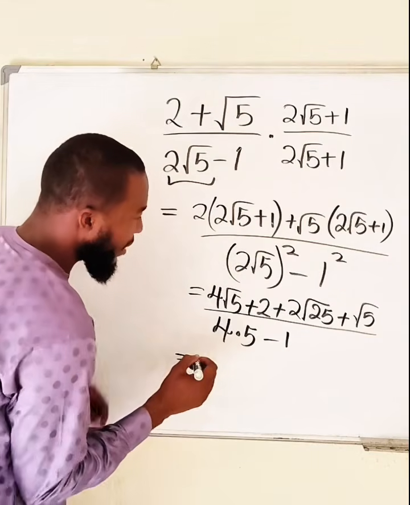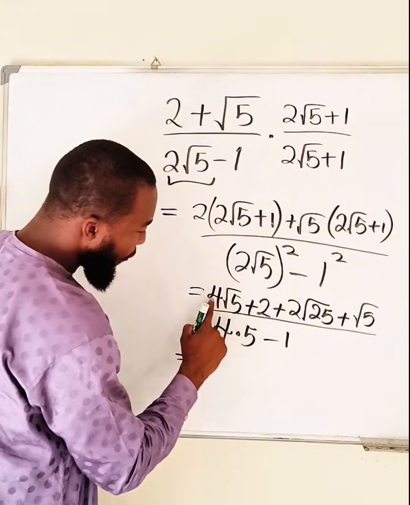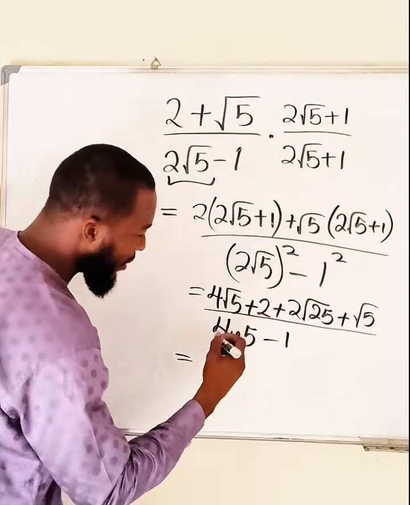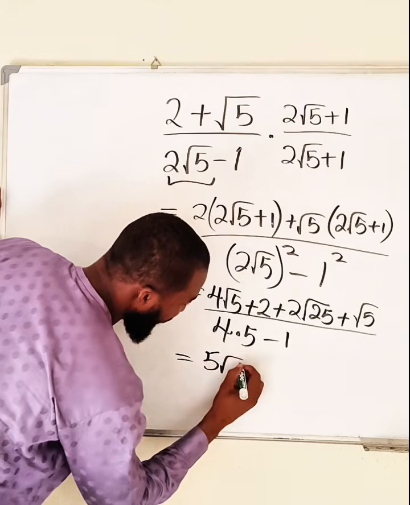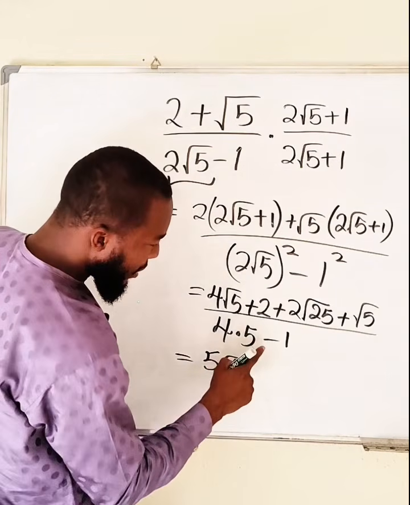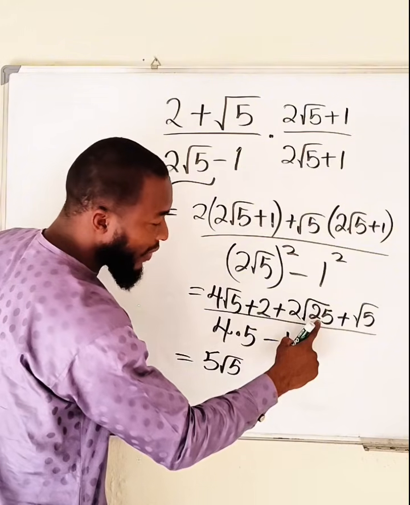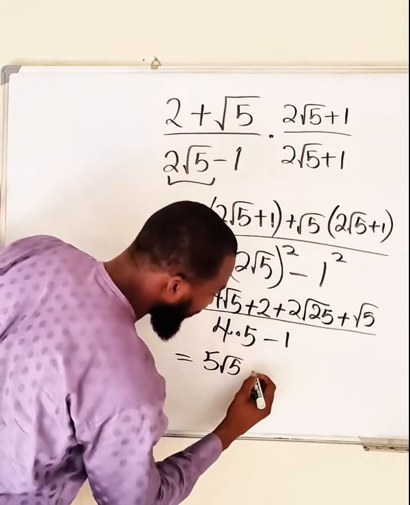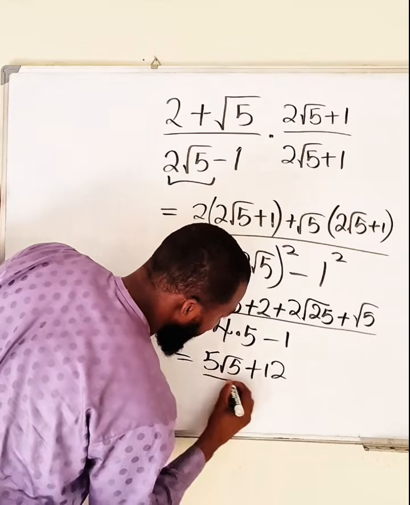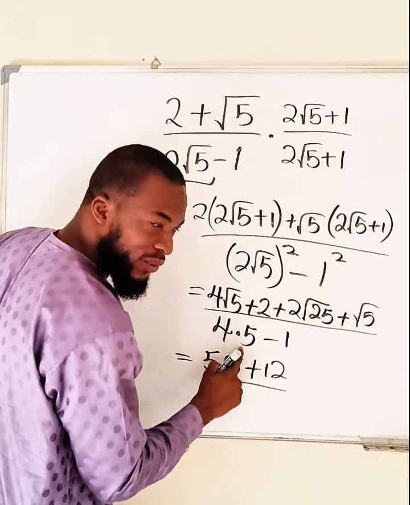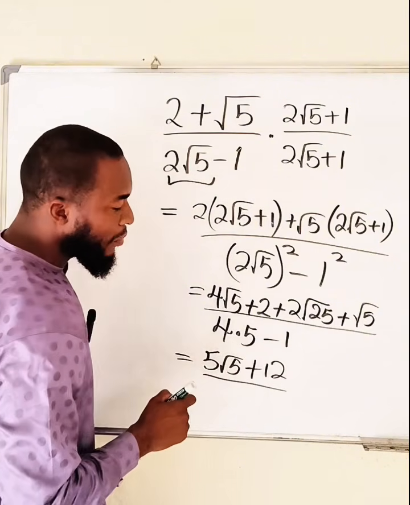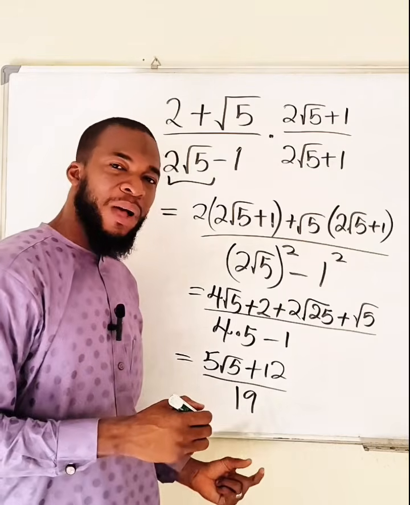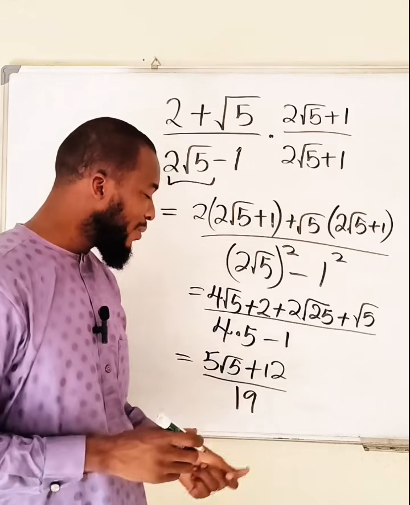So let me see what we have. 4 root 5, another root 5, making 5 of them, right? We have 5 root 5. Then this is square root of 25, which is 5. 5 times 2 is 10. 10 plus 2 is 12. So we have 12 here. Divide by. 4 times 5 is 20, and 20 minus 1 is 19. So you can see that the bottom is now a rational number because 19 is a rational number.